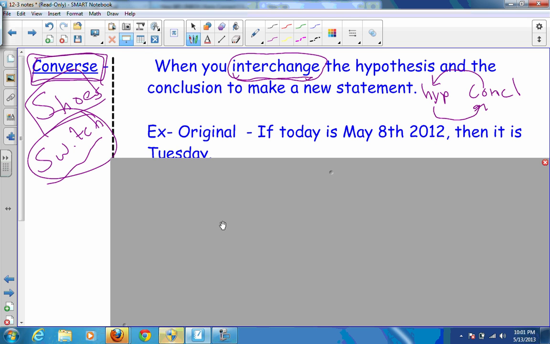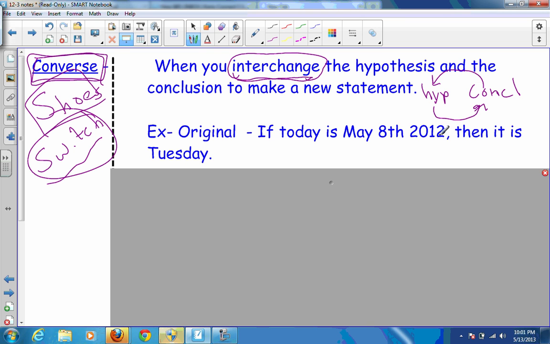Now let's take a look at an example here. Obviously, this is in today's day. So let's say that this is 2013, and this is the 14th for today. So here's the statement. If today is May 14th, 2013, then it is Tuesday. Now, that statement there is true. Let's look at the converse.